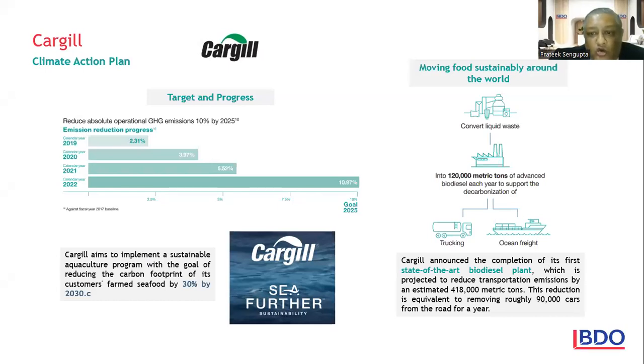They are also moving food sustainably around the world. They're converting liquid waste into 120,000 metric tons of advanced biodiesel each year to support the decarbonization of their trucking and ocean freight. Cargill also announced the completion of its first state-of-the-art biodiesel plant, which is projected to reduce transportation emissions by an estimated 482,000 metric tons. This reduction is equivalent to removing roughly 90,000 cars on the road for a year.